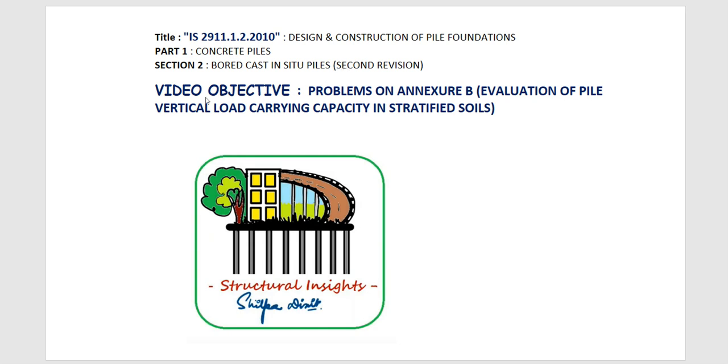In this video, the main objective is solving problems on the Annexure B, evaluation of pile vertical load carrying capacity in the stratified soils. For going ahead with this calculation, we must have a geotechnical report of the site, or if it is not available beforehand, we can use any other site which is adjacent to the building, and we can evaluate the soil load carrying capacity from that report, and we'll have some idea of the site of our interest. So let's see our code first.